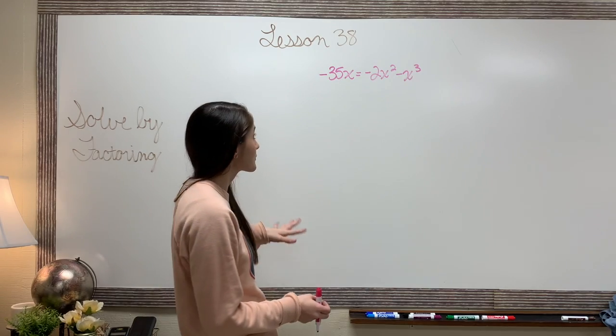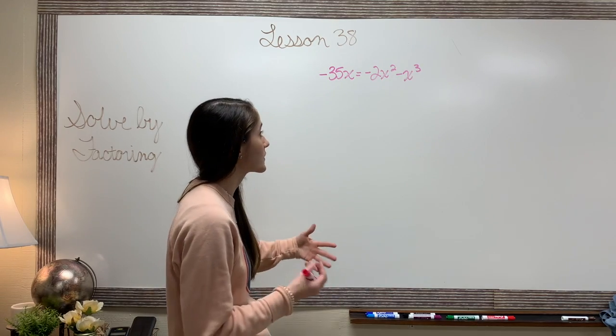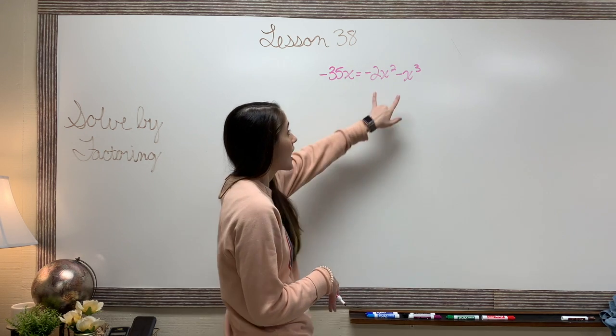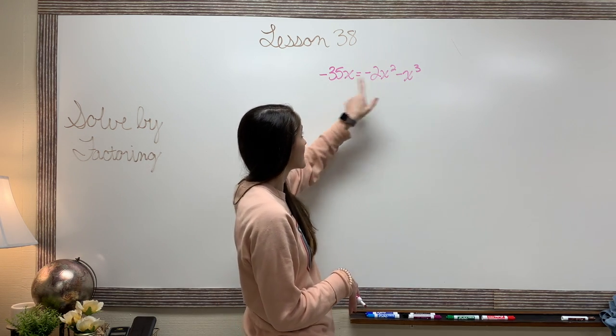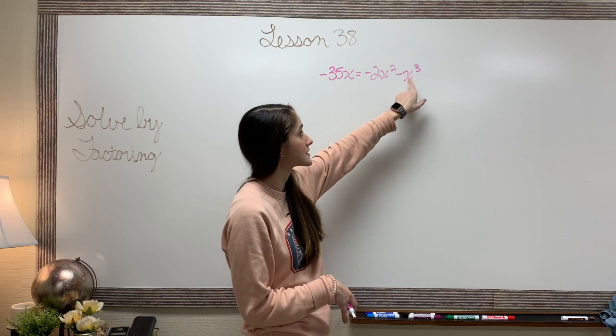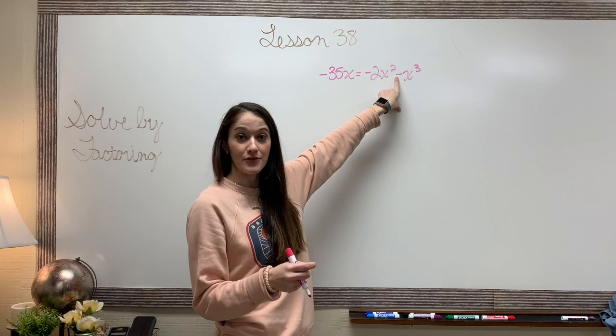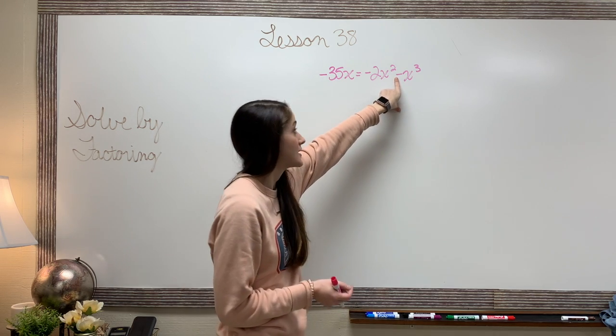In our second problem, same situation, we have to get everything over to one side so we have 0 on the other. I'm going to move both of these because, looking at all three parts, I see that this one has the highest exponent, and I want that to be positive because I know I'm going to have to factor into binomials.